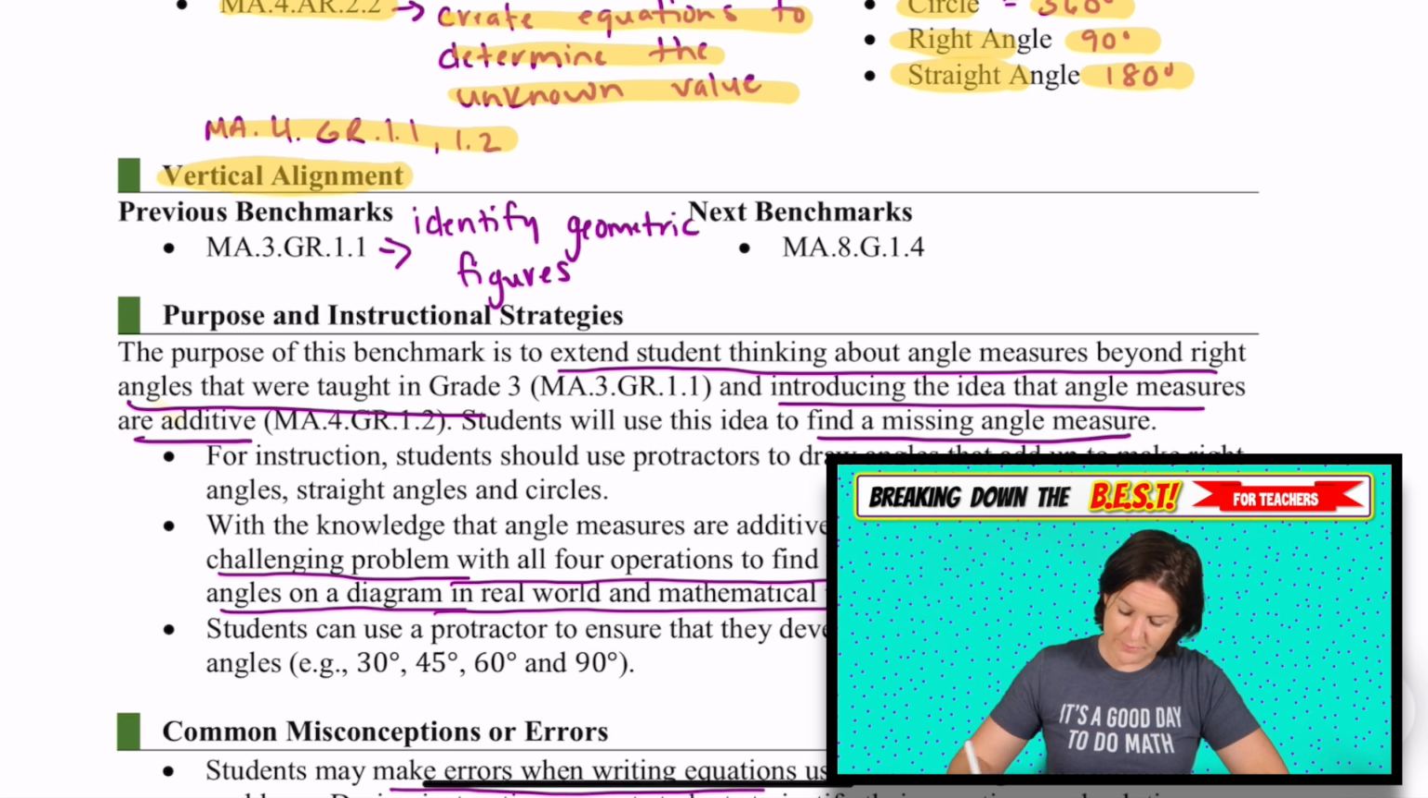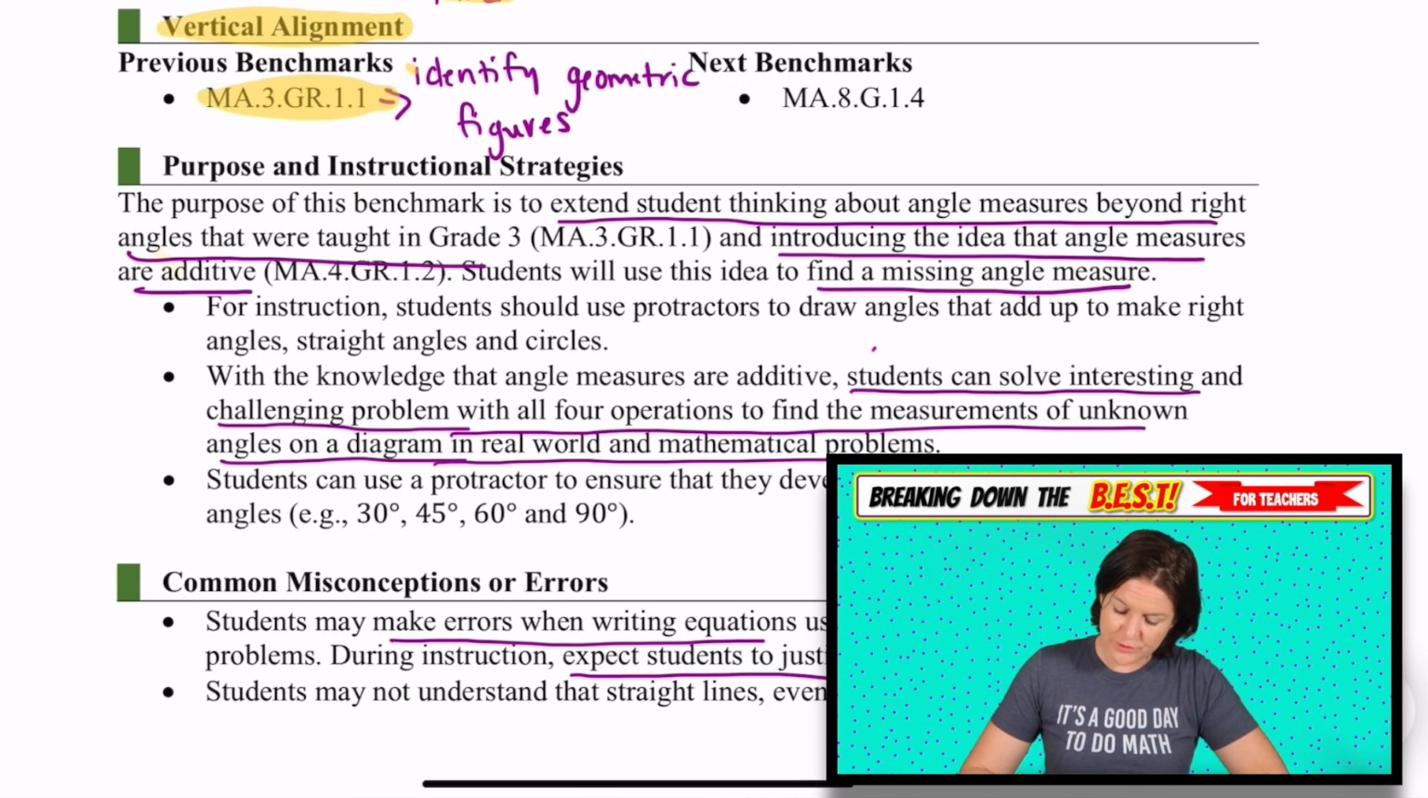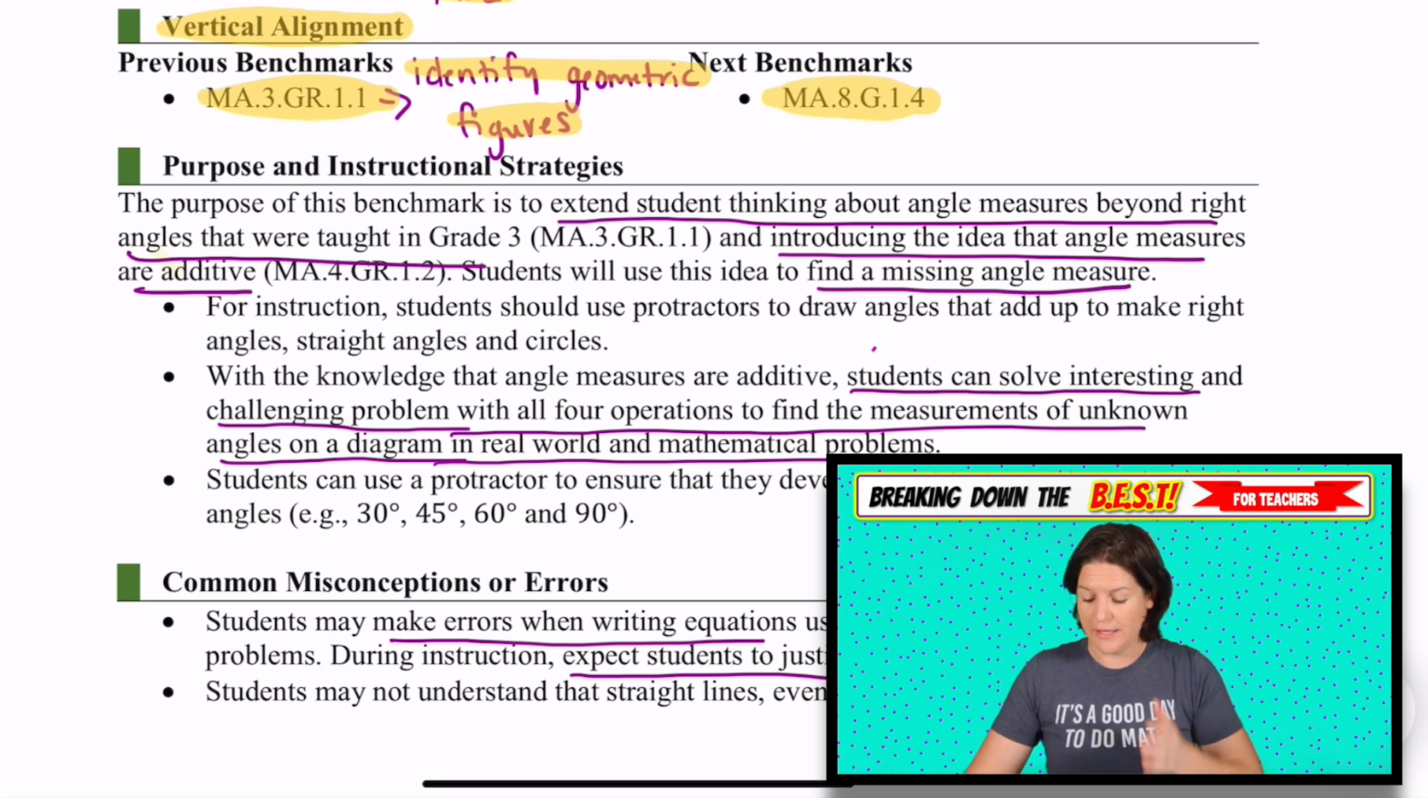Where are they coming from? Well, in third grade, they had to identify geometric figures, so they should know what a ray is, what an angle is, and all of that. And then they're moving into middle school. They of course will have some more work with angles moving forward.